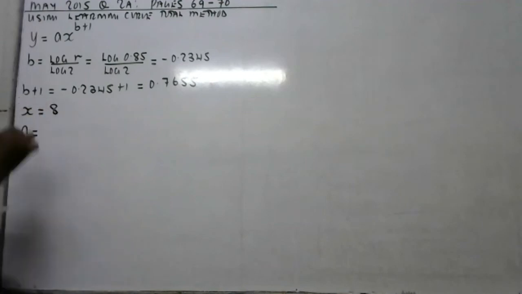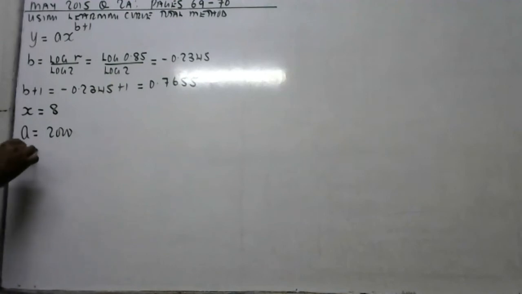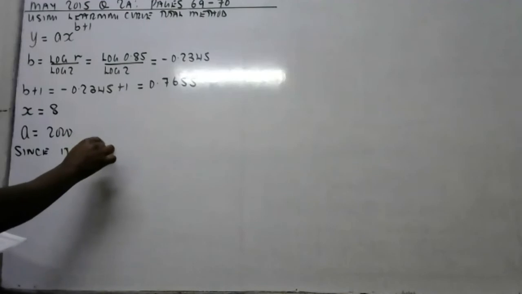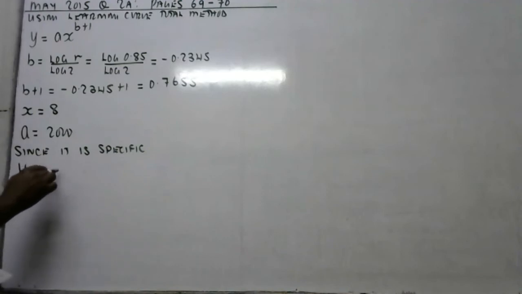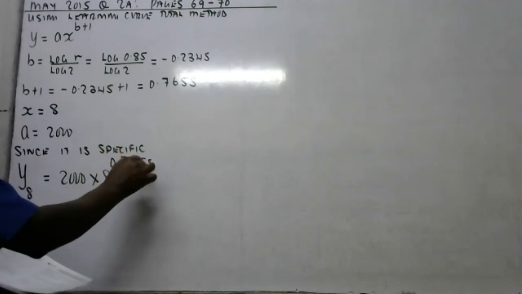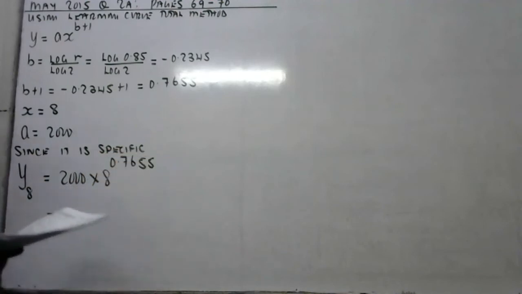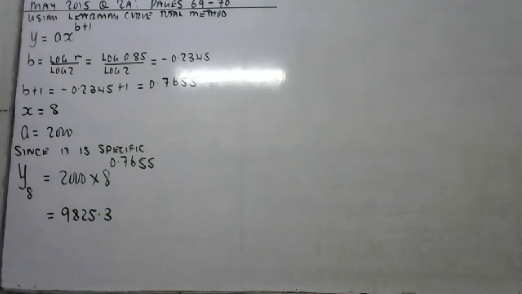Then X is 8, and a, the time taken for the first, is 2000. Now, since it is specific to the total, the very first item is part of your X. So Y for the 8 should be 2000 times 8 raised to power 0.7655, which gives 9,825.3 hours.